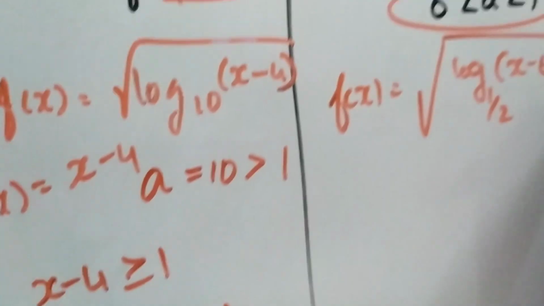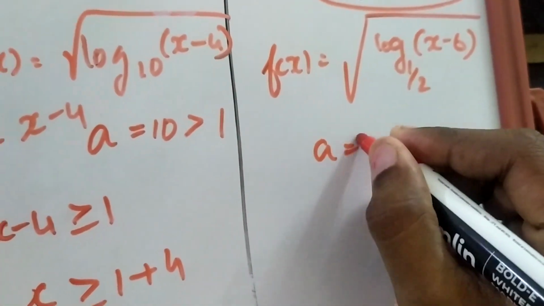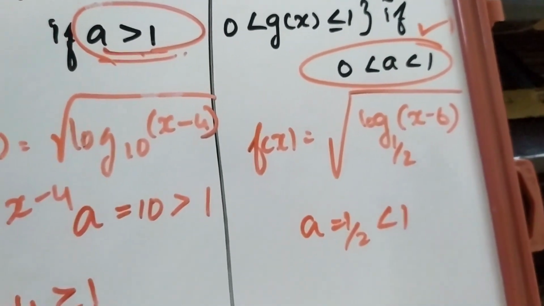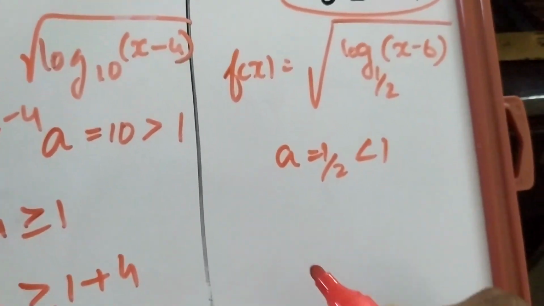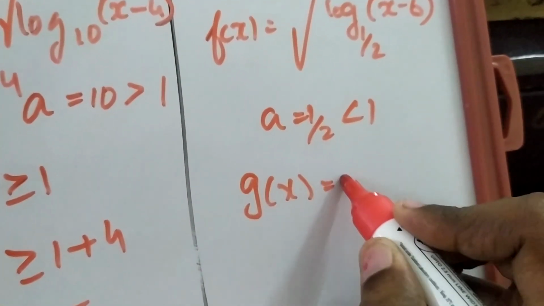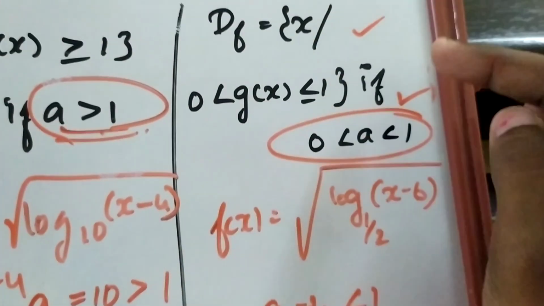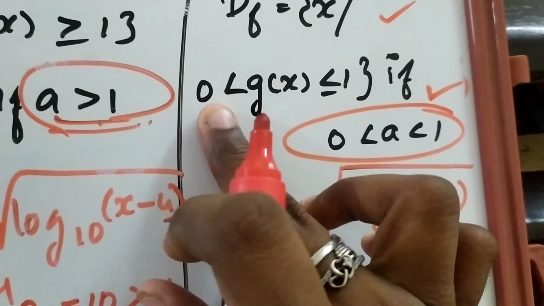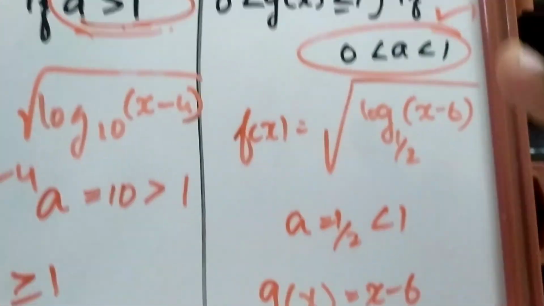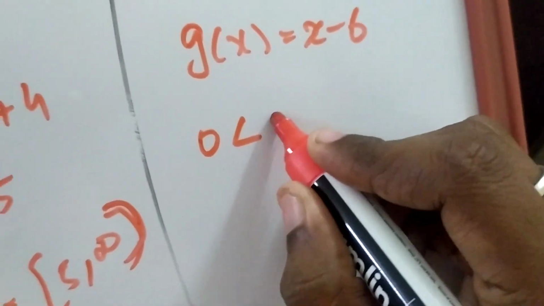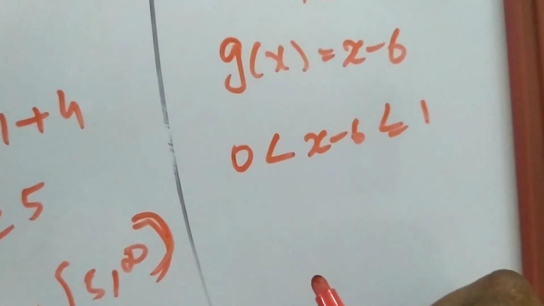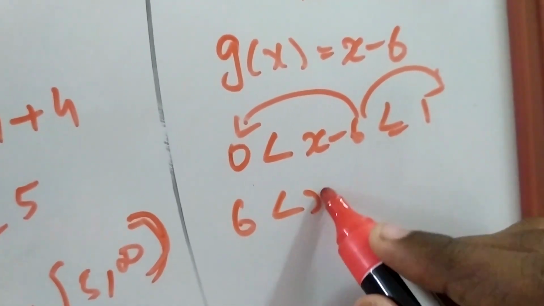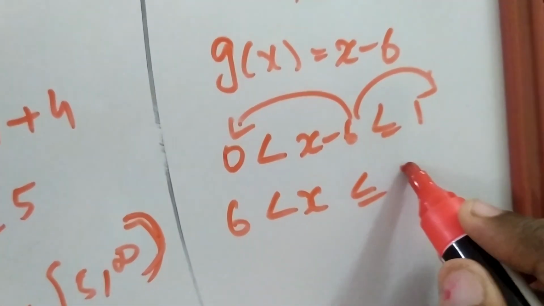See here. Here the base is 1 by 2, which is less than 1. When the value of a is 0 less than a less than 1, the value of g of x here will be x minus 6, right? For this, we have to consider 0 less than g of x less than or equal to 1. So 0 less than x minus 6 less than or equal to 1 will come. Bring this minus 6 to this side, so 6 is less than x less than or equal to 7 will come.